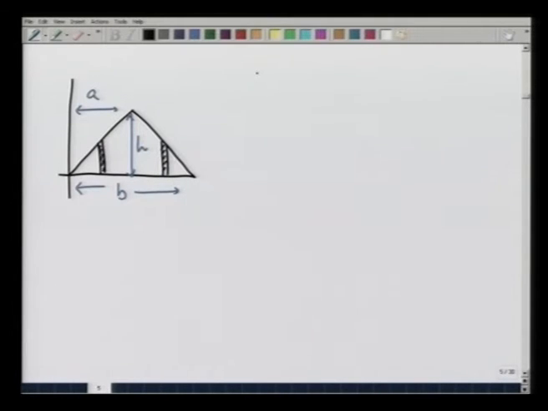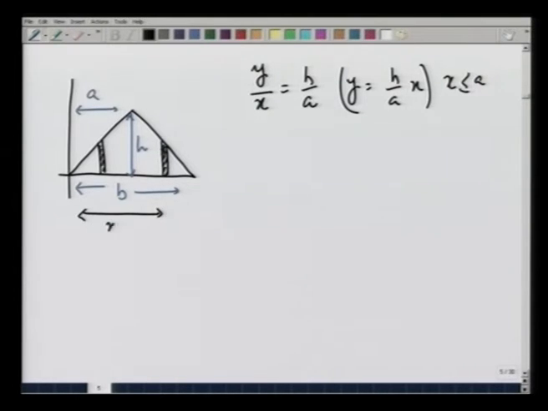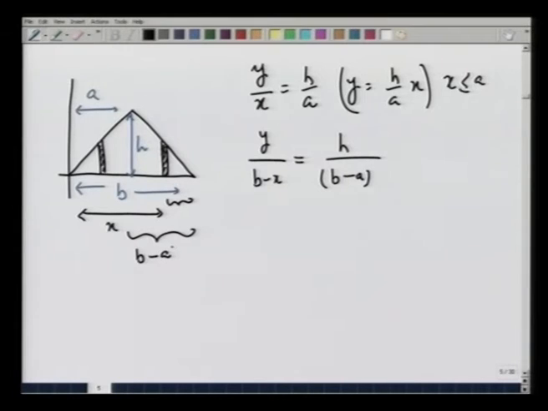For the first strip, I know that y divided by x was equal to h over a, or y equals h over a x, x less than or equal to a. For the second strip, I am going to have this distance as x. So, I am going to have y divided by b minus x, that is this distance, y divided by b minus x is going to be equal to h divided by b minus a. B minus a is this distance, and therefore, y equals h over b minus a times b minus x.